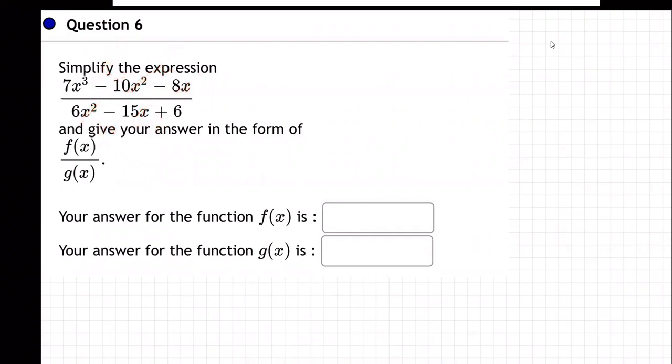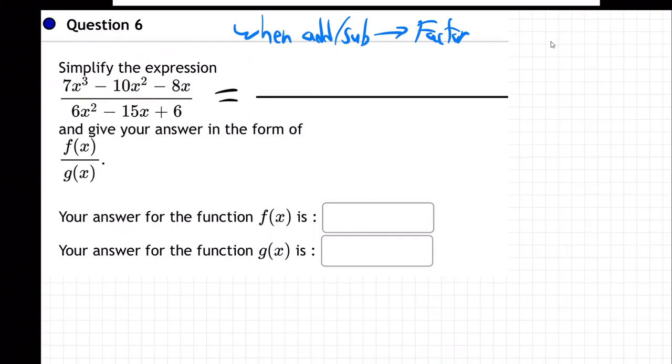So what do you got to do? Instead, you got to factor. So when we have adding, subtracting, we must factor because you can only cancel multiplied items, not added, subtracted items. Okay, so got to factor. So let's do that. So how do we factor?